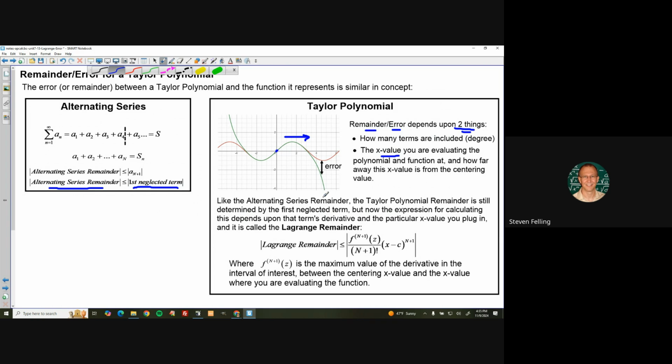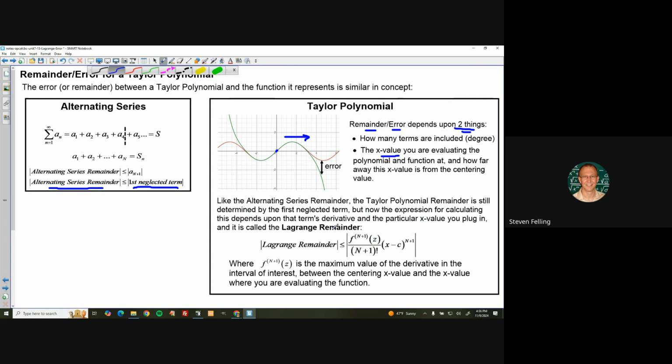Okay, so like the alternating series remainder, the Taylor polynomial remainder is still determined by the first neglected term, but now the expression for calculating that depends on the general form of that term, which is that derivative divided by that n factorial, and then times x minus c to that nth power. Right? So all those things play into the error.